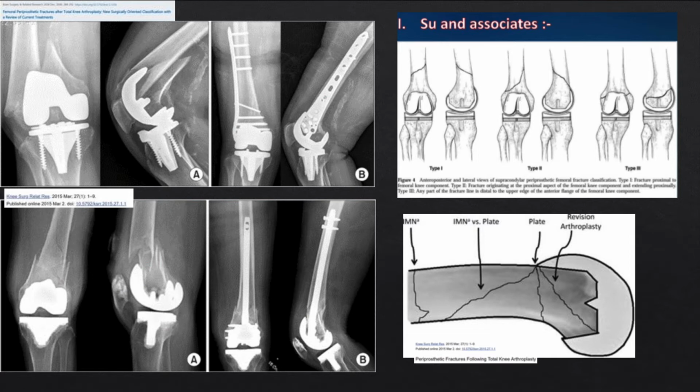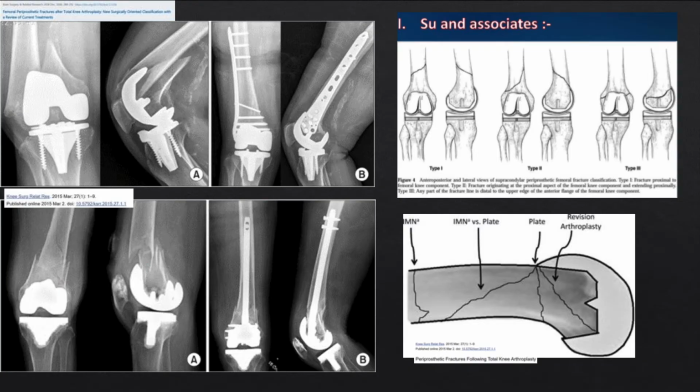So when we see this example on the upper left, you can see the fracture extending from the anterior flange of the implant and running proximally, and you get a sizable piece of supracondylar distal femur to work with, and the implant is still well fixed. Then the treatment of choice to me would be fixation, locking plate fixation. If your fracture is even higher up, such that you can put in a retrograde nail with locking screws, this is another option.